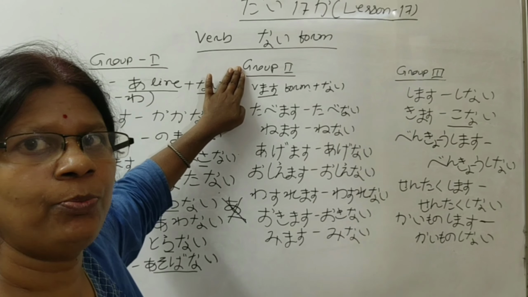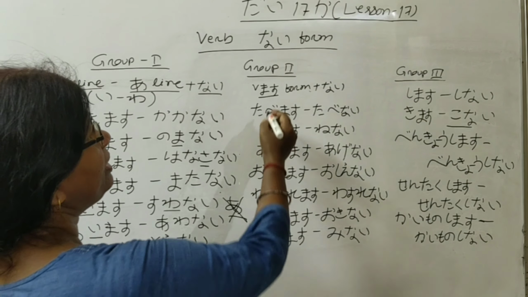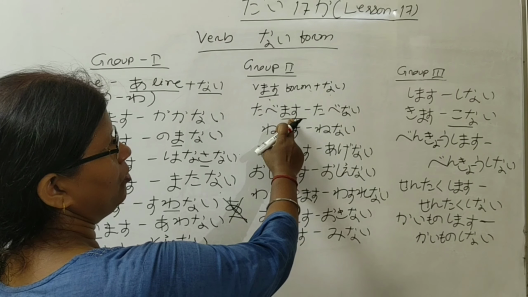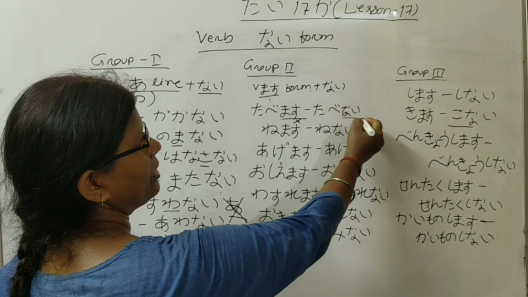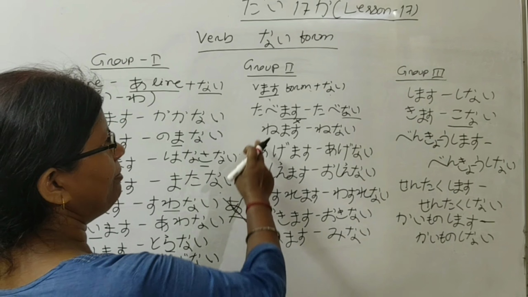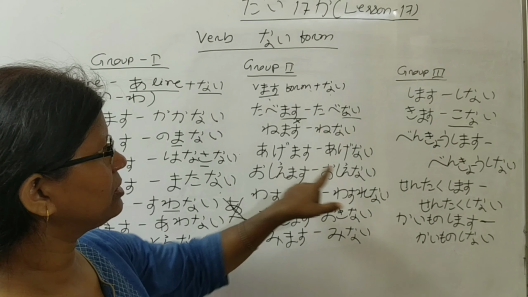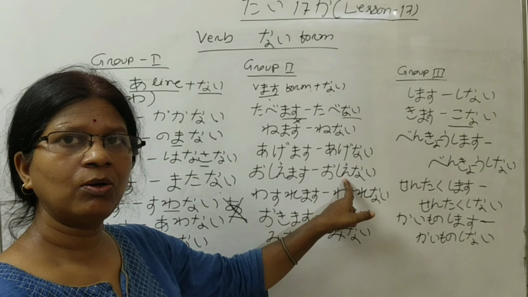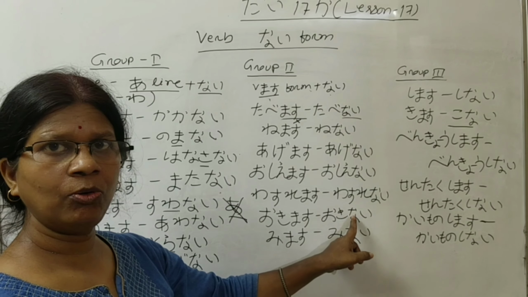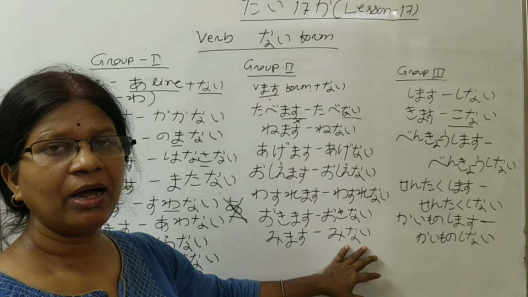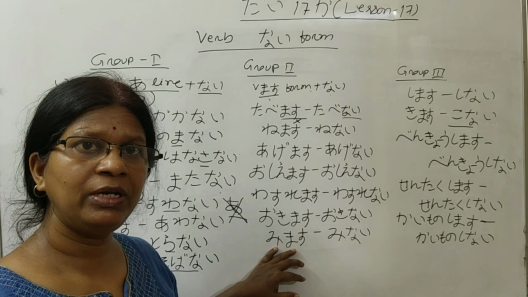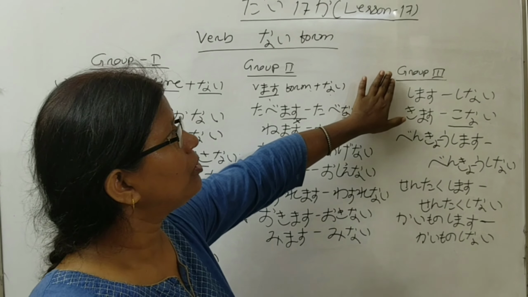Next come to the ni group verb. In the ni group verb, simply cut mas and add nai. Tabemas, we just omit mas or cut mas, add nai. It became tabenai. Other verbs of the ni group are also the same. Nemas, nenai. Agemas, agenai. Osiemas, osienai. Wasuremas, wasurenai. Okimas, okinai. Mimas, minai. As you know, there are some E line words. They come to the ni group verbs.